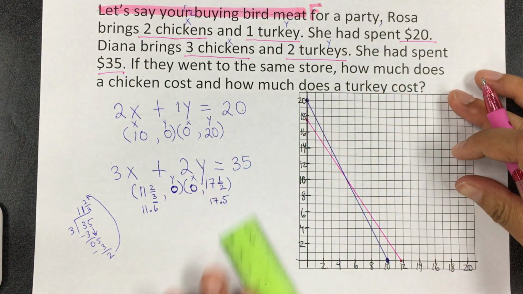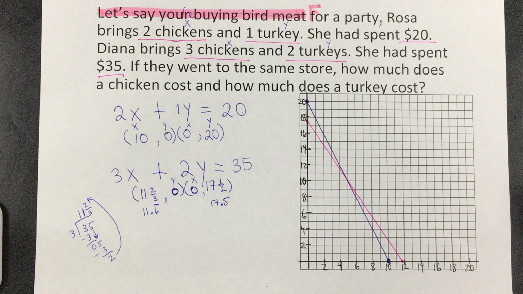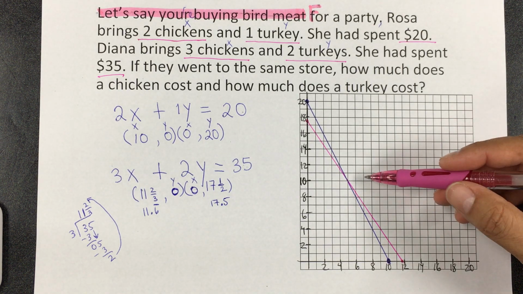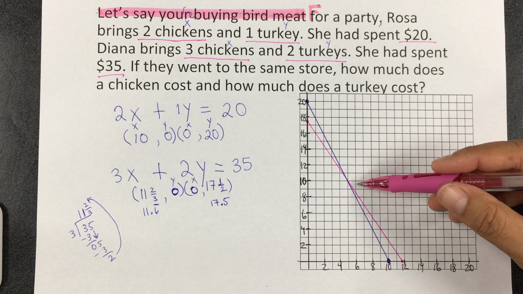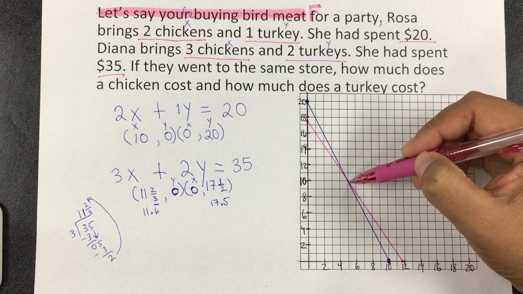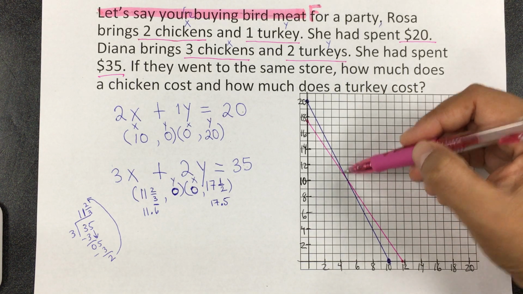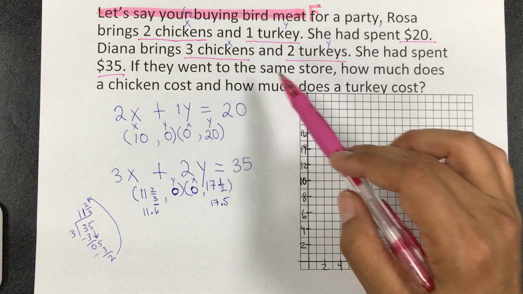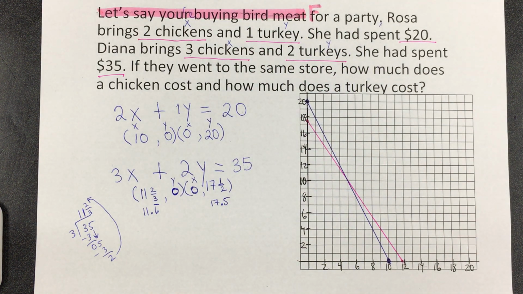Now, when we have decimals, it's going to be really hard to see where they meet, okay? It looks like it's somewhere around here. And since it's cost, it could be a decimal. You know how this is money? Money can be decimals as well.